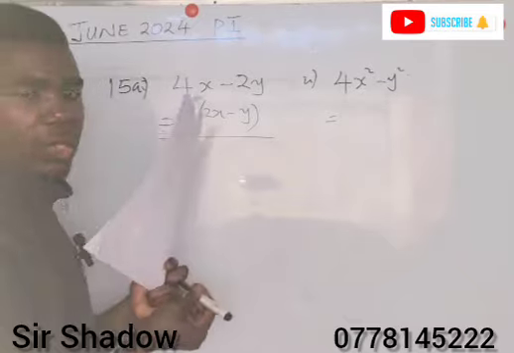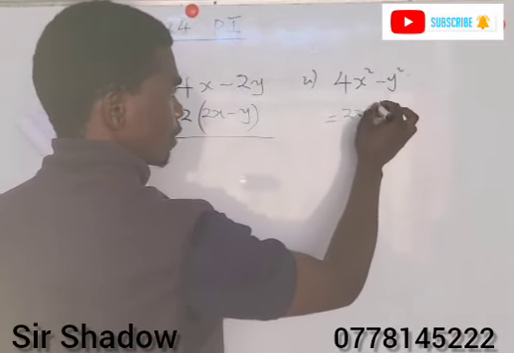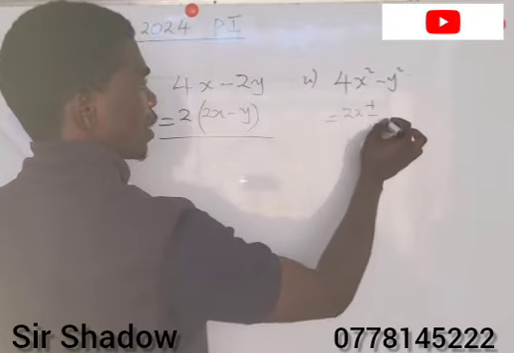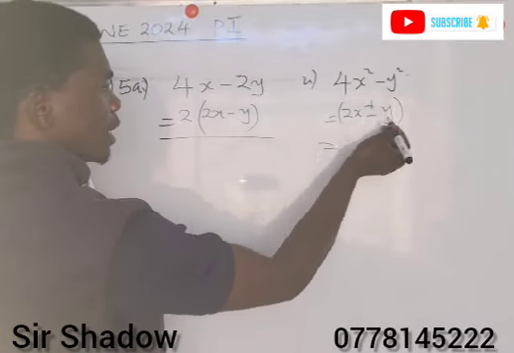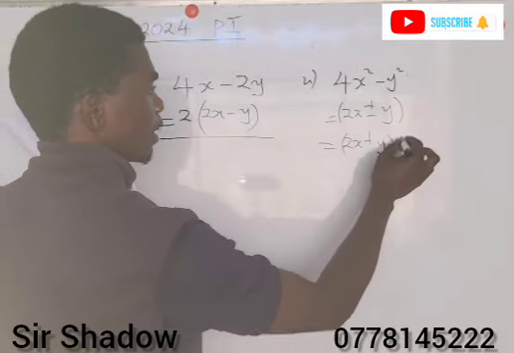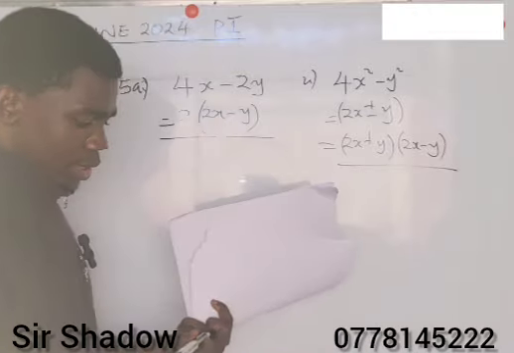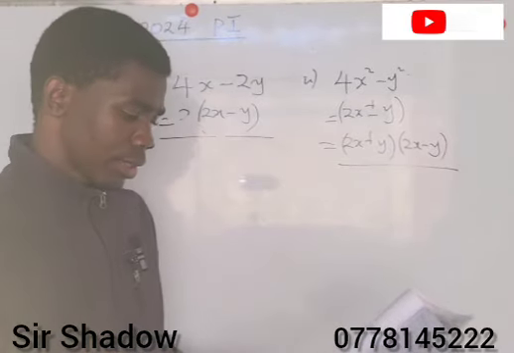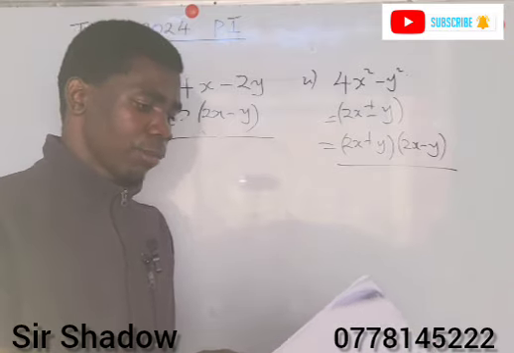The square root of 4x squared is 2x. Since it is the difference of two squares, you say plus or minus. The square root of y squared becomes y. So this equals, separating the signs, the first bracket taking the positive and the other one taking the negative. So this is how to factorize these two expressions.